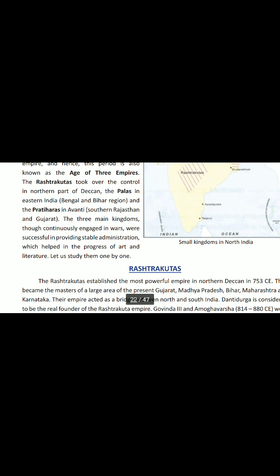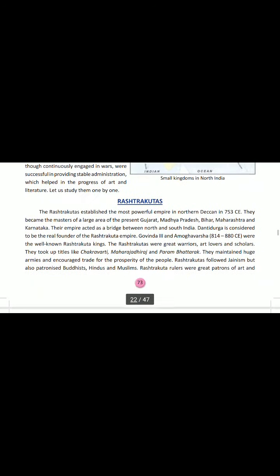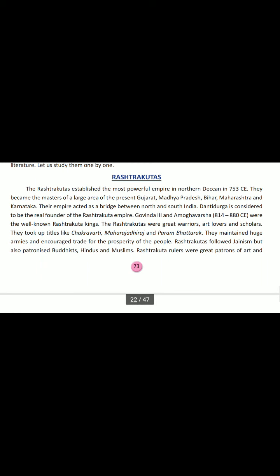With the help of the map, you can easily find the location of these three empires. The three main kingdoms were continuously engaged in wars, but were successful in providing a stable administration, which helped in the progress of art and literature. Now come to the next topic, that is Rashtrakutas. The Rashtrakutas established the most powerful empire in northern Deccan in 753 CE. In which region did the Rashtrakutas establish the most powerful empire? In the northern Deccan part, in 753 CE.